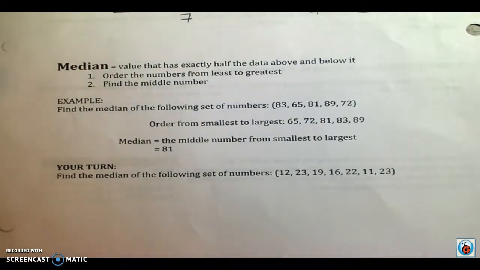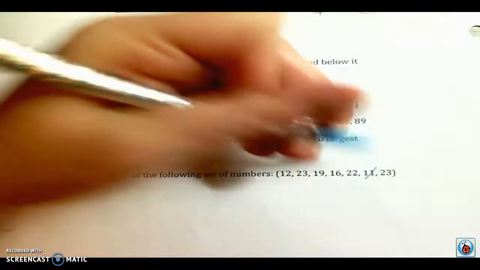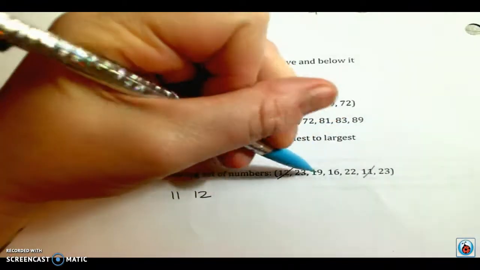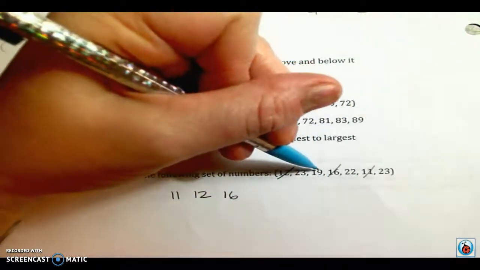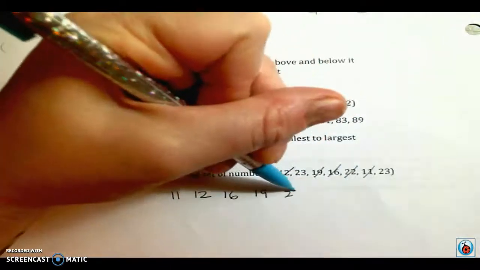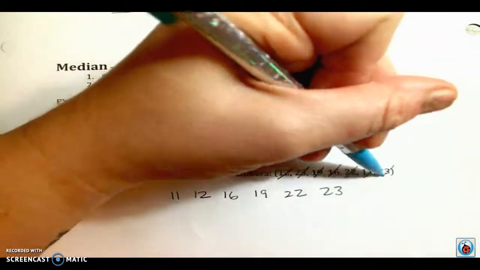All right, so first step is to order the numbers from least to greatest. As you write down a number, cross it off. My smallest number is 11. Then I have a 12. Then I have 16. And then I have a 19. And then I have a 22. I have a 23. And my last number is 23.